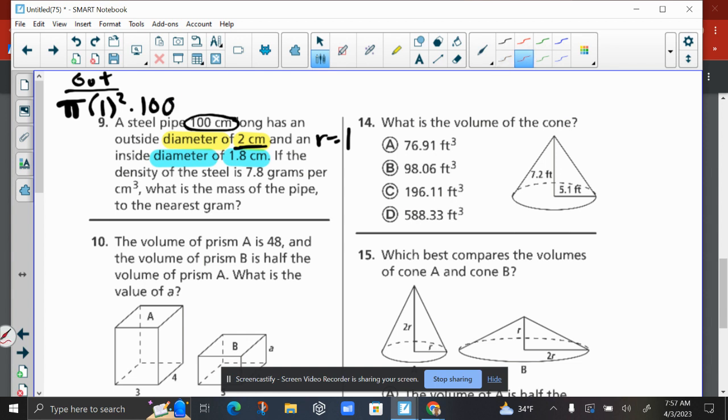Now for my inside, I'm going to subtract that out. If the diameter is 1.8, then we cut that in half. And obviously you can use decimals, but half of 1.8 would be 0.9. So it'd be pi radius 0.9 squared times 100. So it's pi r squared times h minus pi r squared times h, using the r of outside minus r of inside.